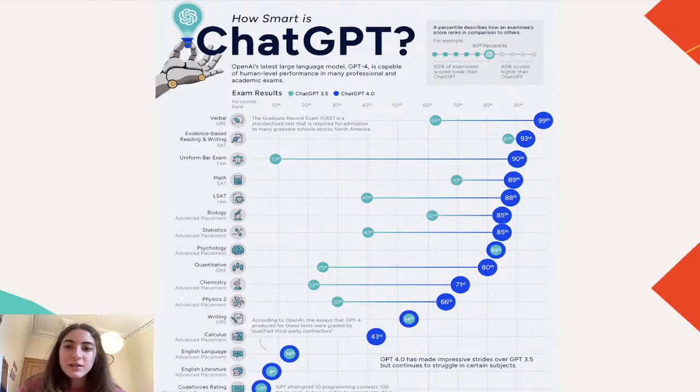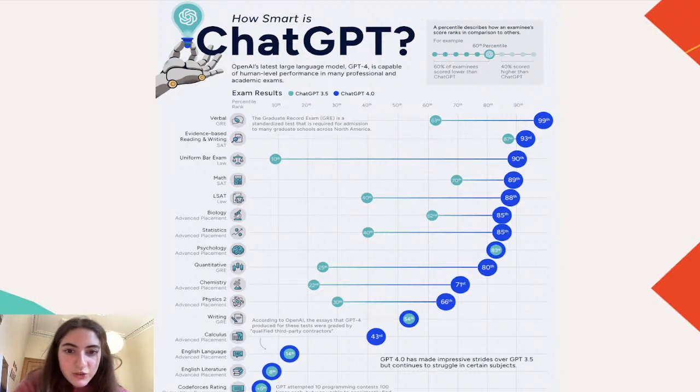But it still gives you a good indication, right? And what this shows is, the blue dots show how GPT-4 performs, which is the newer version, and the turquoise dots show you how GPT-3 performed. So for example, at the top it says 99th. That means that ChatGPT performed in the 99th percentile, which means that it did better than 99% of other students taking the exam. So you can see that it does pretty well with some stuff, right?